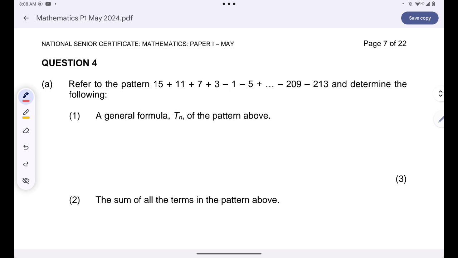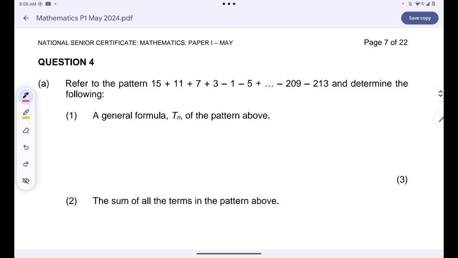This is the fourth video. Simply means I'm doing question 4 from the IEB Mathematics Paper 1, which was written in May-June 2024. We are told to refer to the pattern and determine the following.